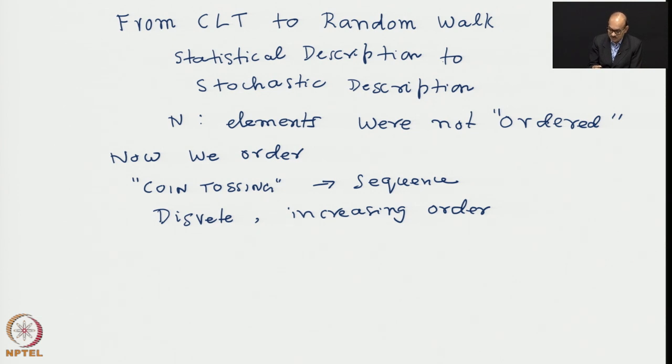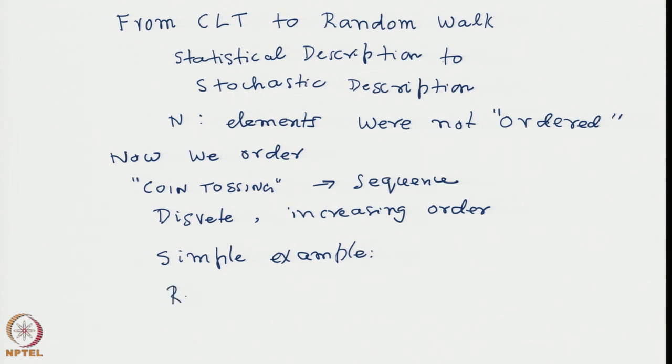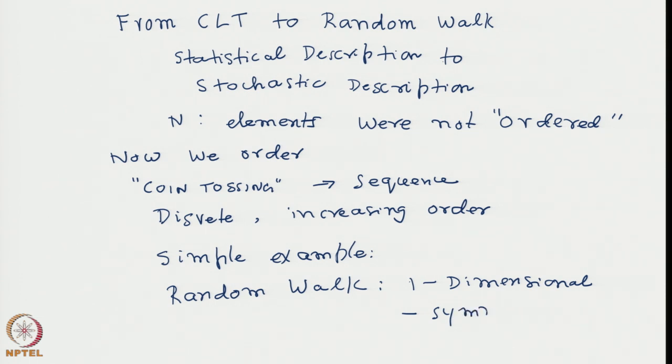As an example of this connection between the statistical description that we discussed via central limit theorem and the stochastic description, which we are going to discuss henceforth, we start with a simple example right now, the example of a random walk. This is a very well discussed topic, and we take a simpler variety of it, the so-called one-dimensional random walk, further qualified as a symmetric random walk or unbiased random walk.